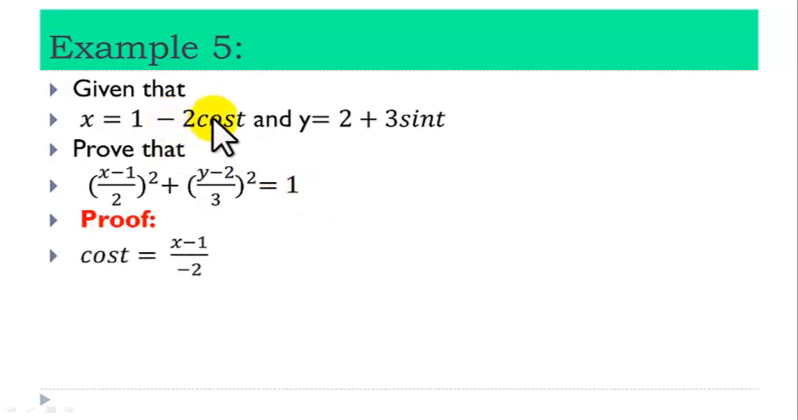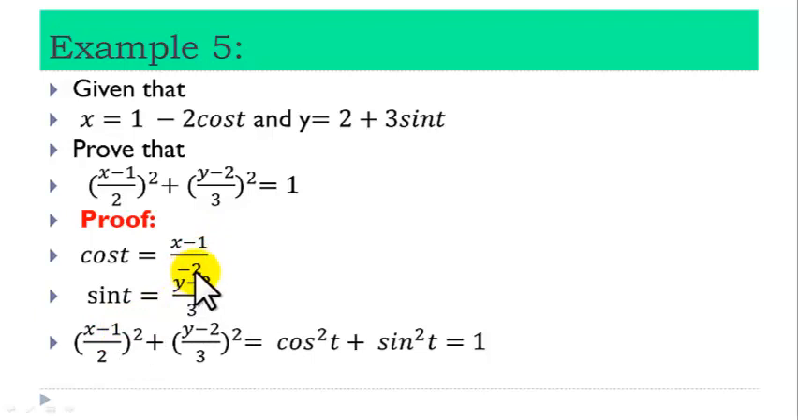In the first equation, make cos t the subject of formula. That is, cos t is equal to (x minus 1) all over minus 2. In the second equation, make sin t the subject of formula. That will give us sin t is equal to (y minus 2) over 3. Now, squaring both sides and then adding, we have ((x minus 1) over minus 2) all squared, which will give us ((x minus 1) over 2) all squared plus ((y minus 2) over 3) all squared. This is equal to cos squared t plus sin squared t. But by the first fundamental trig identity, this is equal to 1, which is what we were asked to prove, that ((x minus 1) over 2) squared plus ((y minus 2) over 3) squared is equal to 1.